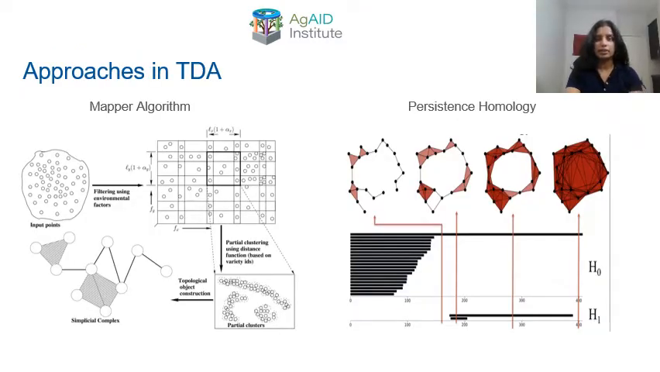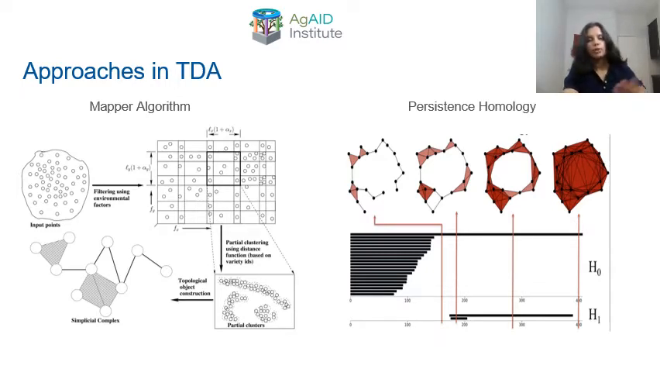Topological data analysis isn't a single technique. Rather, it's a collection of approaches with the common theme of extracting shape from data. The two main approaches here are the mapper algorithm and persistence homology. I focused more on persistence homology throughout my internship, but let's briefly touch upon the mapper algorithm.